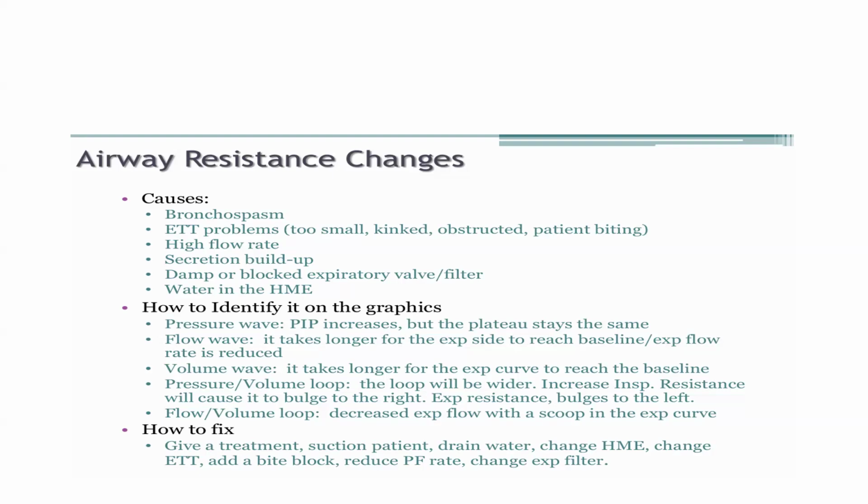Pressure volume loop. The loop will be wider. Increased inspiratory resistance will cause it to bulge on the right, and the expiratory resistance bulges to the left. Flow volume loop, it decreases the expiratory flow with a scoop in the expiratory curve.